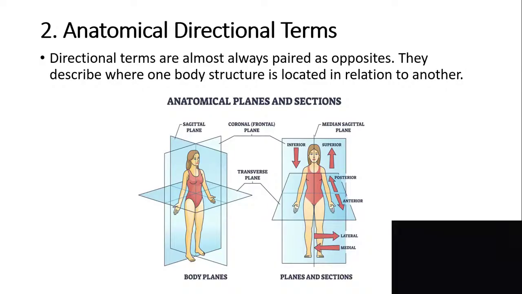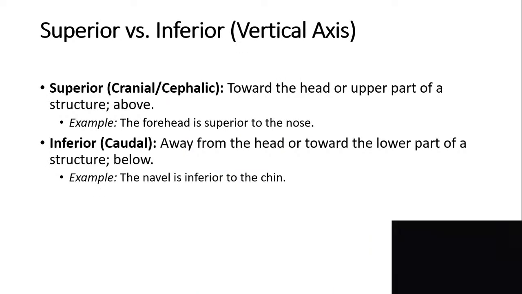But we are going to dive into the depths of the matter. So superior and inferior, that is from the vertical axis. Superior, or what we call the cranial or cephalic. Cephalic in most other things may literally mean the head. So we're saying towards the head or upper part of the structure, or some say above. Example, the forehead is superior to the nose. If you look at the forehead, it is on top of or above the nose, and that's what we call superior.